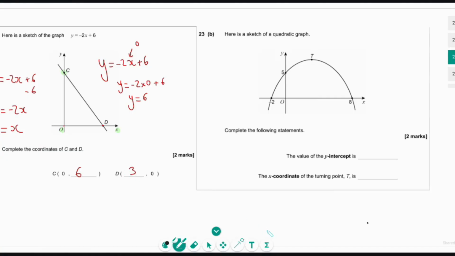Here is a sketch of a quadratic graph. Complete the following statements. The value of the y-intercept. Where does it go through the y-axis? 5.